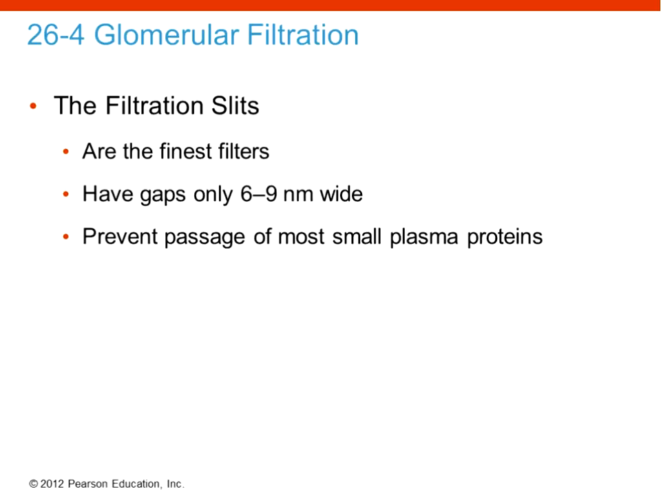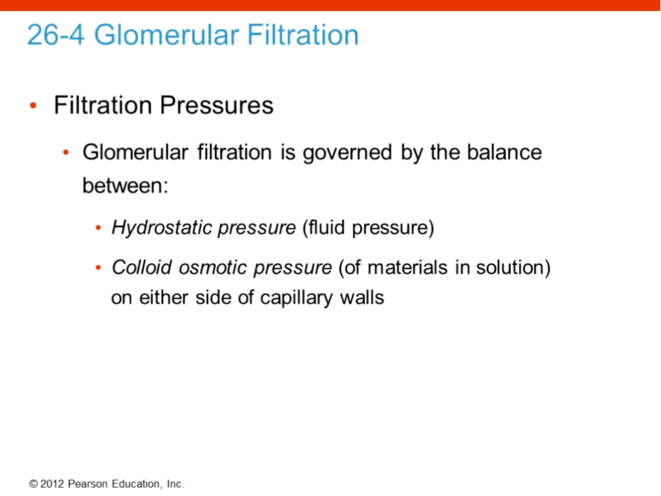And then finally, the filtration slits have gaps that are 6 to 9 nanometers wide, and that is going to prevent passage of most small plasma proteins. So this is defined as the filtration layering. Think of it as a 3-tiered filtration, like a coffee filter or something like that, which helps you understand how that works.